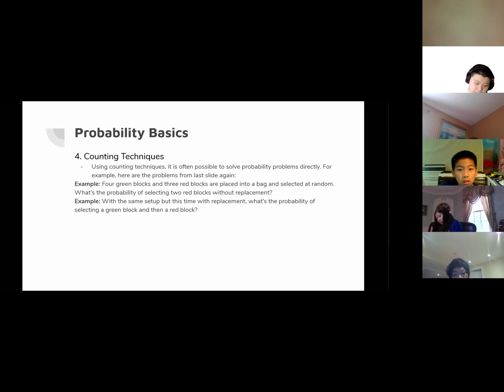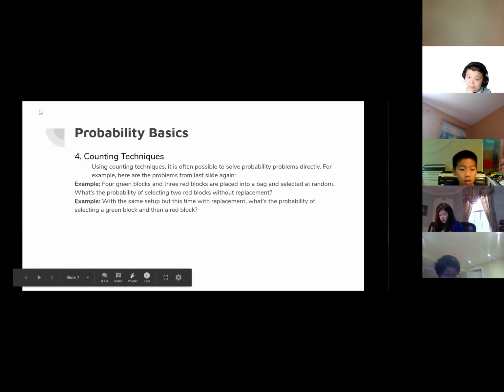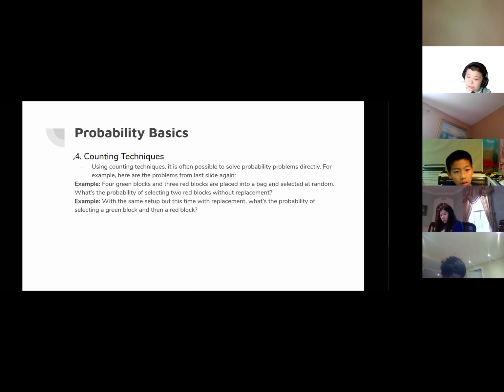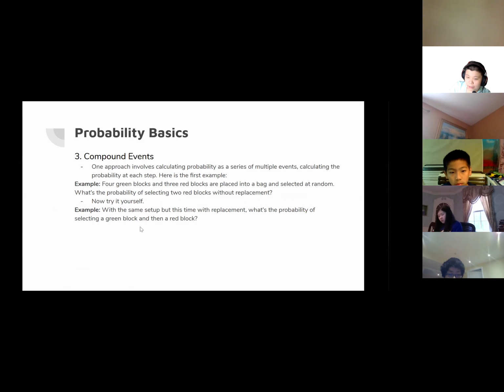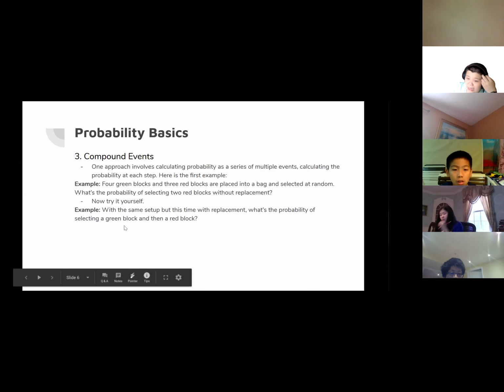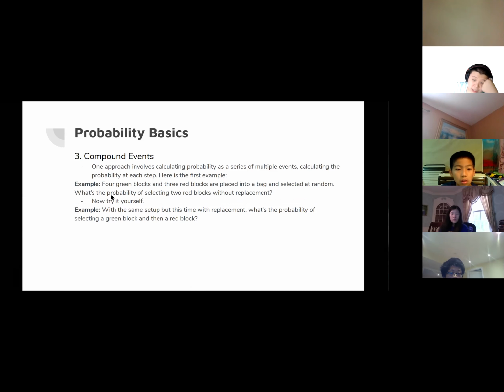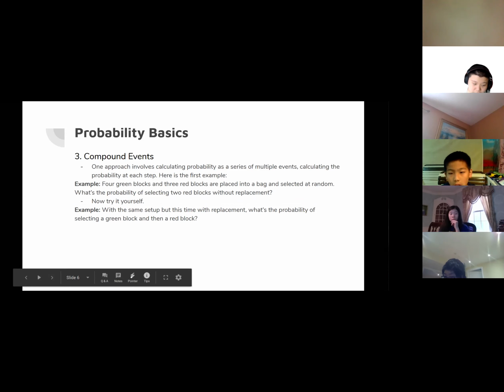Number 4 is counting techniques. Another way you can go about doing probability problems is to use counting techniques. What does that mean? You can use combinations again. Wait, actually, I think there's another question on the last one. Can people try this problem, and tell me in a private chat message? Again, you have 4 green blocks and 3 red blocks in a bag. This time you are choosing with replacement, meaning you're placing it back. What's the probability you choose a green block and then a red block?